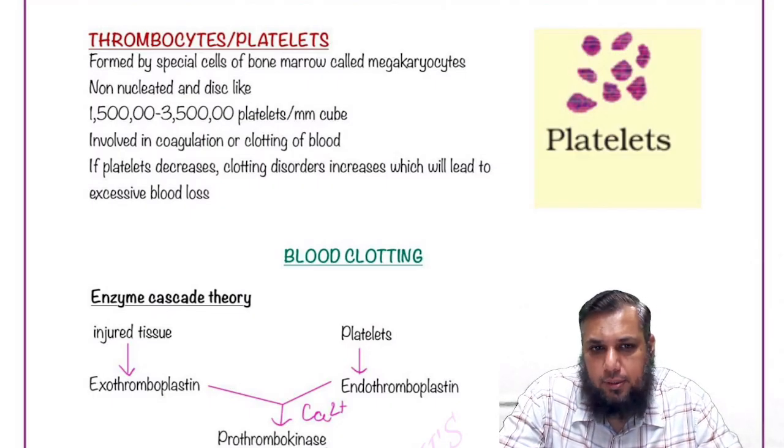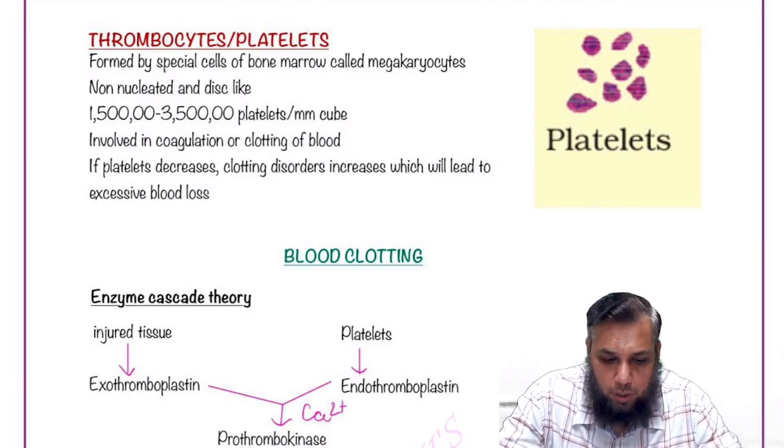And there is a theory called the enzyme cascade theory, where blood clotting factors are used. One of the clotting factors is produced by the blood platelets. It's a very important clotting factor.